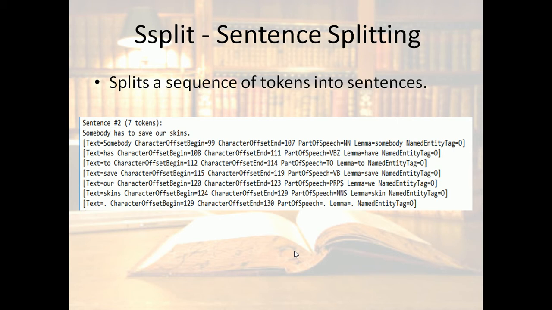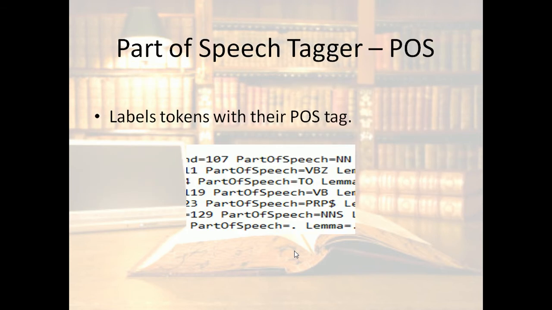Okay, so there's also the sentence splitting, which is the S-split, and this splits a sequence of tokens into sentences, as you can see here. Then there's the part of speech tagger, which tags each token with its part of speech tag, and that's the label there. There is a whole listing on the website that gives all the definitions of the part of speech labels.